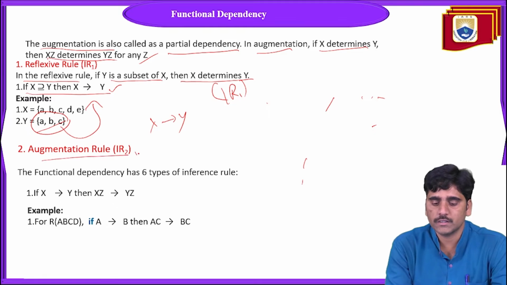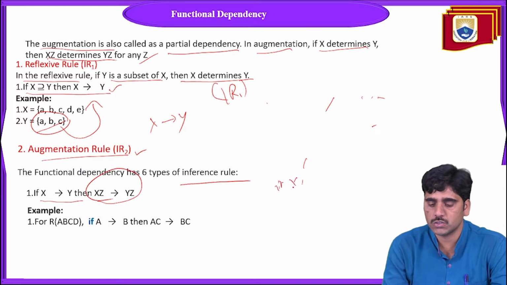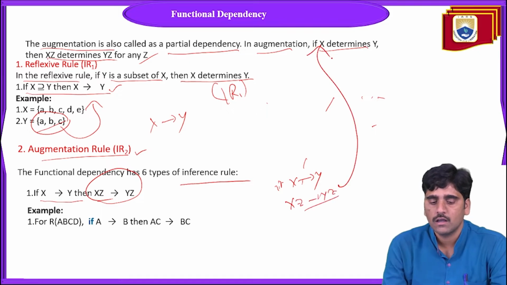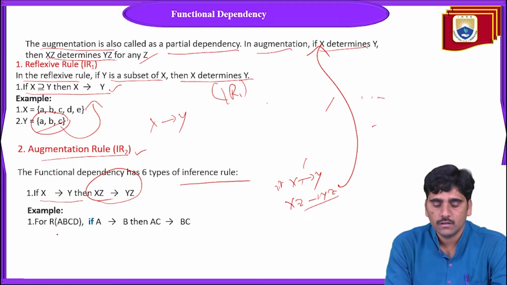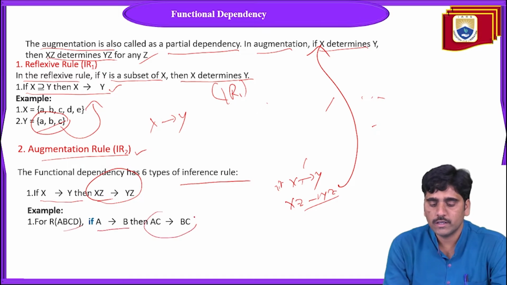The second one is the augmentation rule. The functional dependency has 6 types of inference rules. One is: if X determines Y, then XZ determines YZ. That is what we discussed in the previous minutes. So if for any table with a relation of a, b, c, d, a determines b, then ac determines bc. Then it is said to be the augmentation rule, IR2, and it is satisfied.